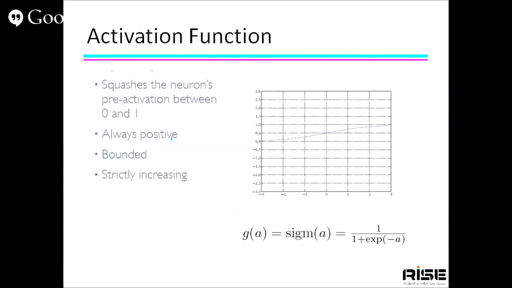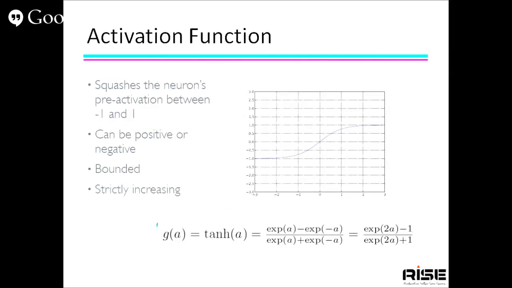The next activation function is the sigmoid activation function. The sigmoid activation function squashes the neuron's pre-activation between 0 and 1. Here the range starts from 0 and ends at 1. This is always positive because it's between 0 and 1, and it is always bounded since it can't go below 0 or above 1. The nice property of this function is that it is strictly increasing. The sigmoid function is mathematically expressed as g of a equals 1 divided by 1 plus exponential of minus a. This has a range from 0 to 1.